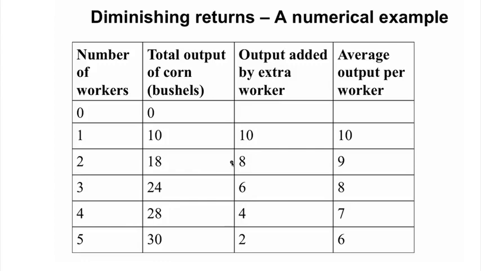Now, if you have diminishing returns, then what that means is that average output is also going to be falling. So average output is just the total amount of output of corn divided by the number of workers. So if there's 1 worker, it's 10. If there's 2 workers, it's 18 divided by 2, which is 9. If there's 3 workers, it's 24 divided by 3, which is 8. So you can see that with diminishing returns, the average output of corn per worker falls as we add more workers.